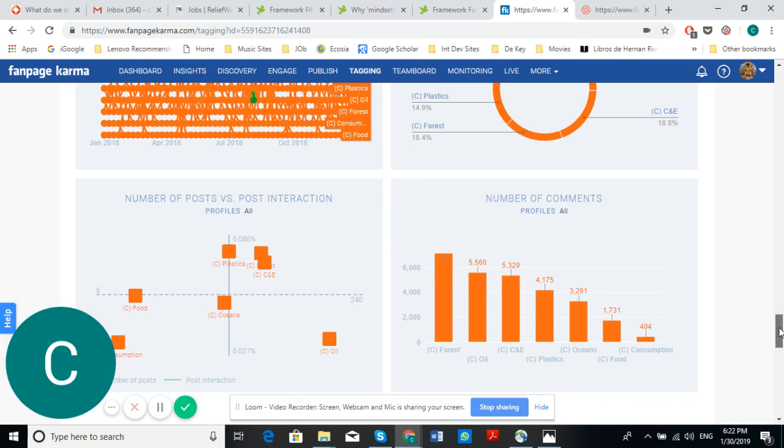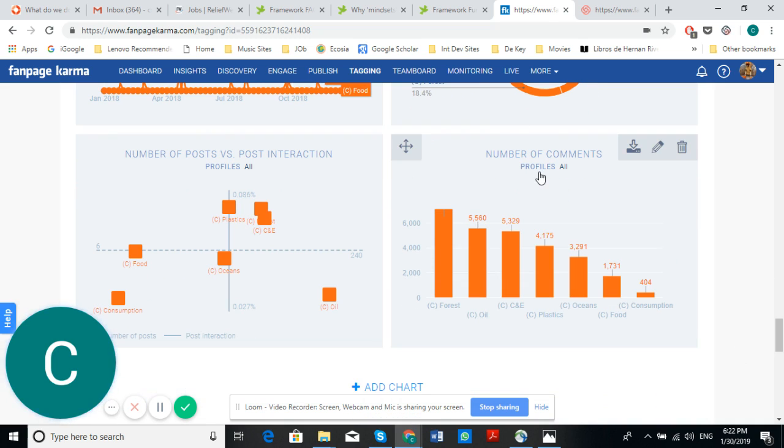So you can always look at the ratio between number of comments and total reactions, comments and shares, or you can also look at the ratio between number of comments and number of posts for each one of these campaign baskets.